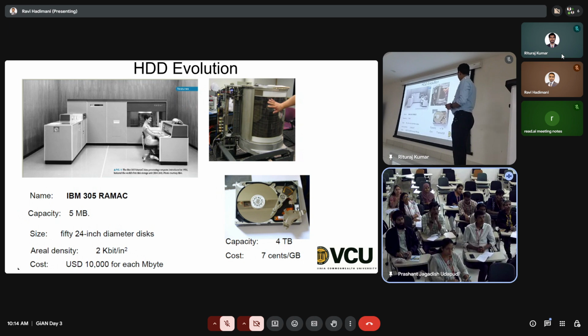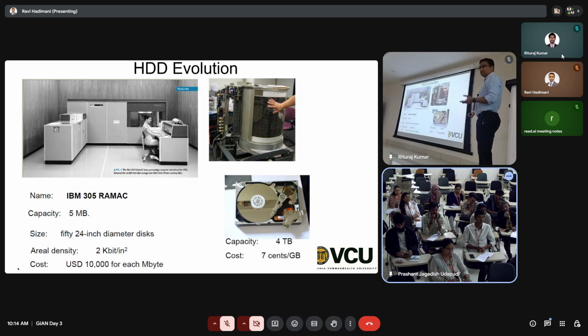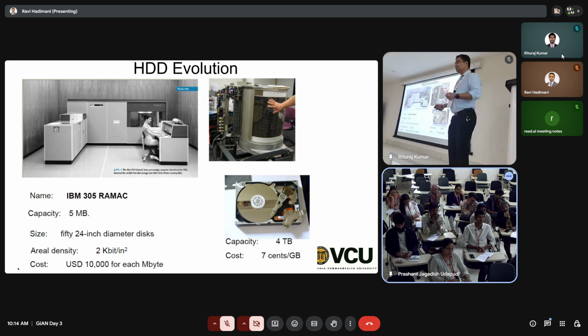They have stacks and stacks of disks here to store about 5 or 10 MB. And the cost of that was $10,000 per megabyte. So that means this was $50,000. And $50,000 back then is now easily $500,000. So now you can get 4 or 8 terabytes. I don't know, in Indian rupees, it would be 7,000 or 8,000 rupees. You can get a 4 to 6 terabyte hard disk. From 5 megabytes to terabytes, you get a 1,000,000 times increase.